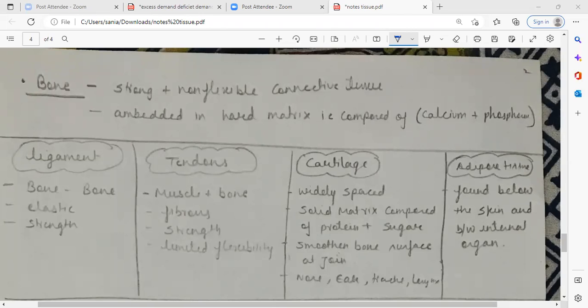So how are you going to write it? First of all, you will write this: connective tissue. Write connective tissue and write this. You connect till here, just write it down. Once you are done, be very quick. Write it down quickly.